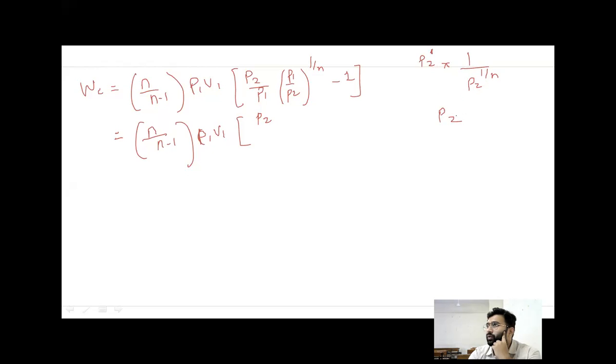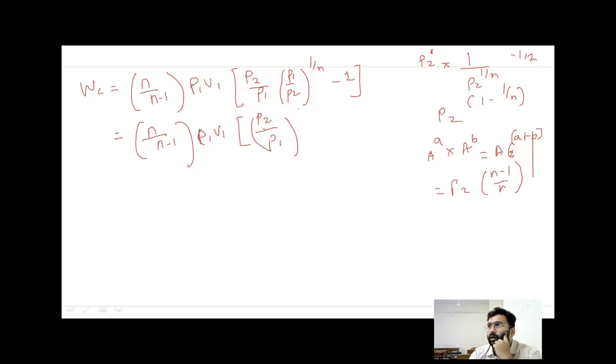Okay. So whenever there is a rule, so rule is like, let us say there is a raised to a into a raised to b. So ultimately what we write here, a raised to a plus b. Okay, so that's what we write. So that way here index is 1, here index is minus 1 by n. So ultimately it will be 1 minus 1 by n. Okay, or you can write P2 raised to n minus 1 upon n. Okay, so this way we can write P2 by P1, this whole raised to n minus 1 upon n, minus 1 bracket.